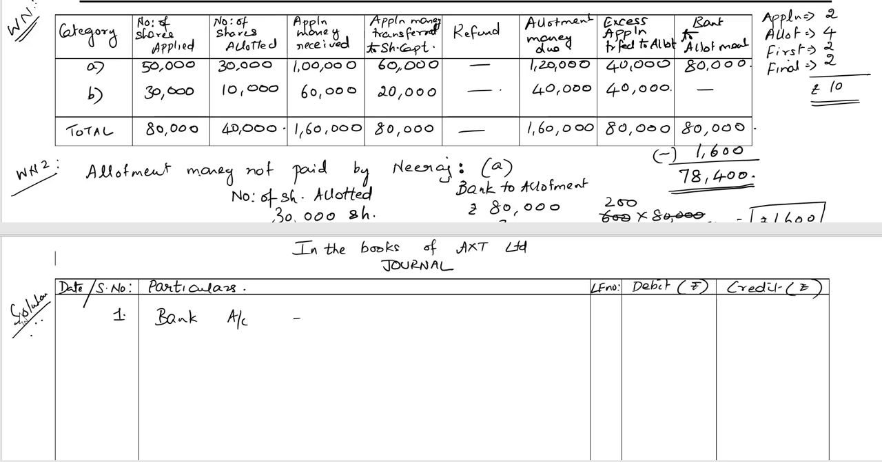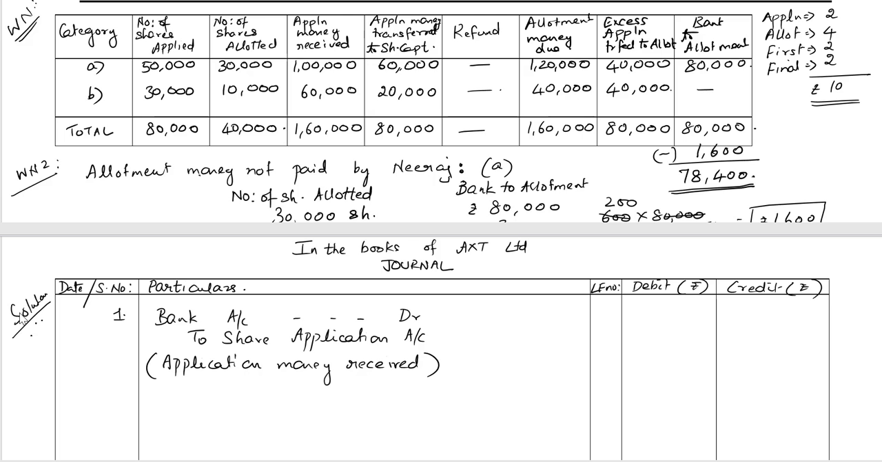Bank account debit, to share application account for the application money received. The amount is the total of the fourth column of application money received, which is 1,60,000 rupees.